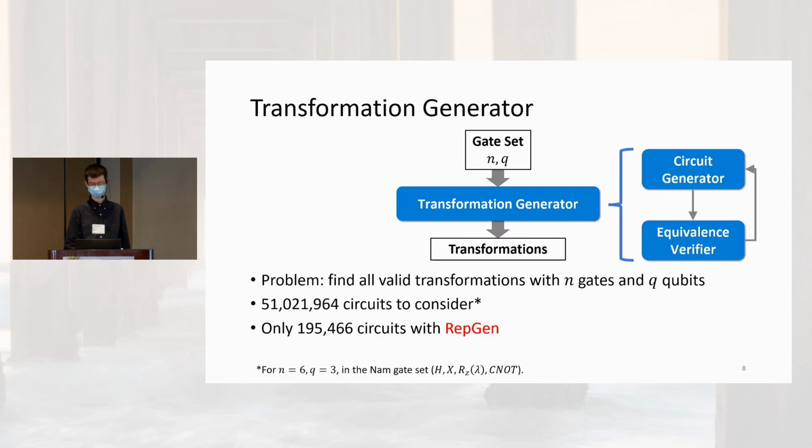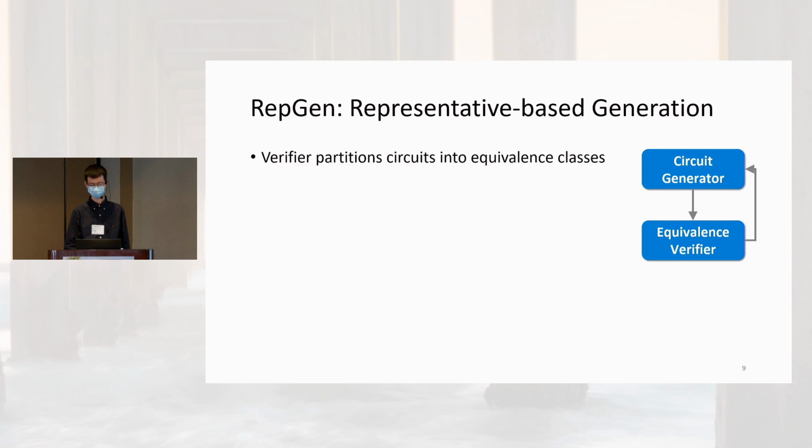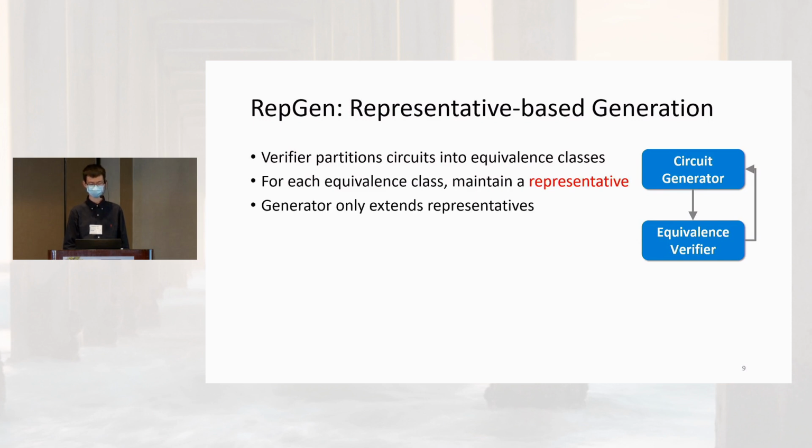In RepGen, we generate circuits and verify equivalences iteratively on the number of gates. So in each iteration, we have our equivalence verifier that partitions circuits into equivalence classes. And for each equivalence class, we maintain a representative. And then our circuit generator only extends representatives. And it also further ignores some circuits, which, due to time limit, I won't cover all the details.